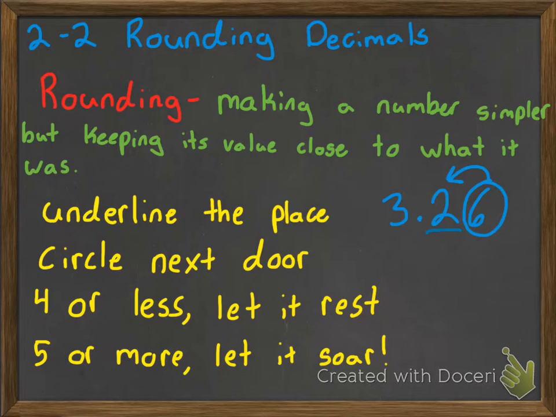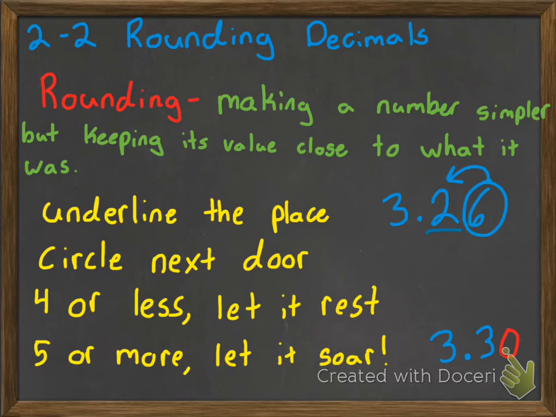Is it 4 or less, or is it 5 or more? It is 5 or more, which means the number I underlined is going to soar up to a 3. After that 3, everything becomes a 0. So, my whole number stays the same. I don't do anything with that because it wasn't underlined. My tenths place changes to a 3 because the 6 made it soar. And everything after the 3 goes to a 0.